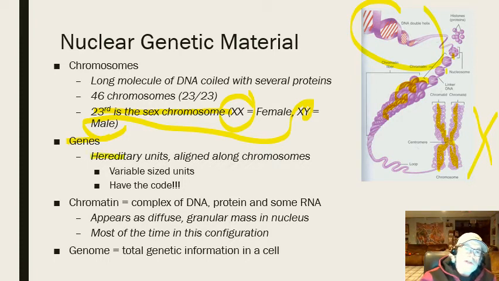Genes, again, are the hereditary units. They're aligned along chromosomes. So if you looked up in this picture, there might be a gene here, there might be something here. I mean, there are many. There could be up to thousands of genes on an individual chromosome.